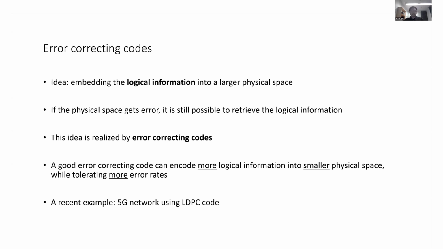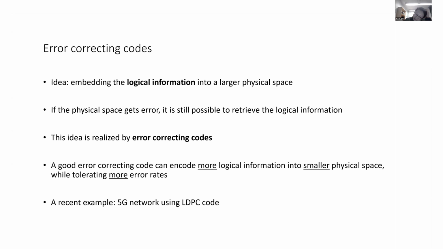And then if the physical space gets an error, it's still possible to retrieve the original logical information because you are just embedding 1 bit into like 10 bits. So even though some of the 10 bits could have error, there's still a chance that you can tell whether it is originally 0 or 1. So that's the idea of error correction code. So far it might seem a little bit abstract, but soon I will give you one very intuitive example.